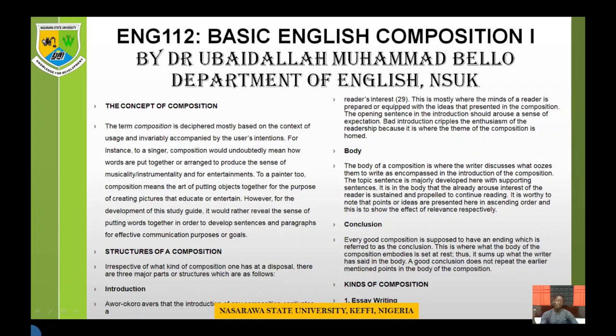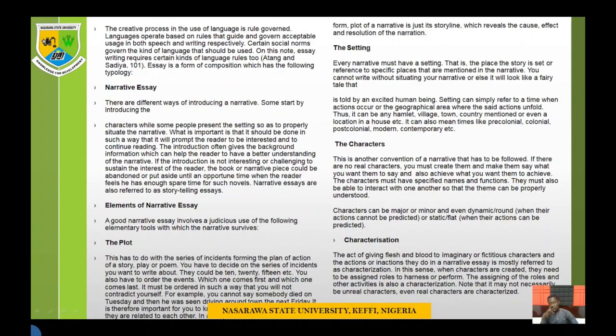We have kinds of composition. The first one is essay writing. Every creative process in use has to lie on the use of a language, and this language is rule governed. Languages operate based on rules that guide and govern acceptable usage in both speech and writing respectively. Certain social norms govern the kind of language that should be used when writing, and on this note, essay writing requires certain kinds of language rules too.